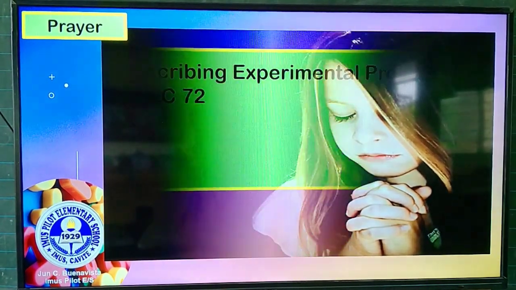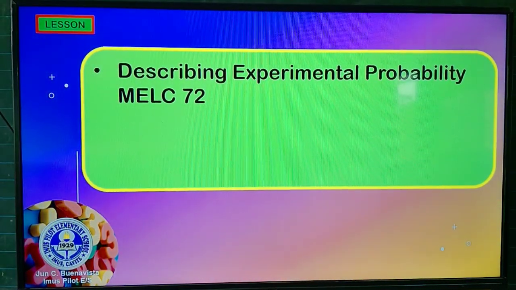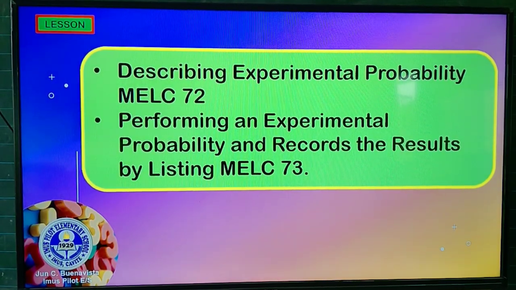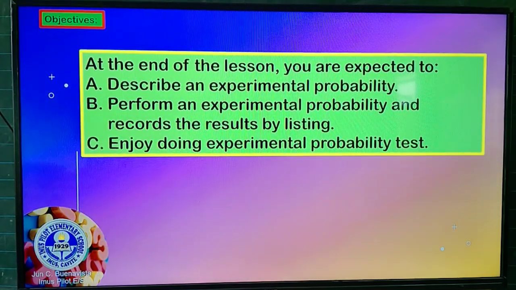Okay, so our lesson this week is all about describing experimental probability and performing an experimental probability and recording the results by listing. At the end of the lesson, you are expected to describe an experimental probability, perform an experimental probability and record the results by listing, and enjoy doing an experimental probability test.